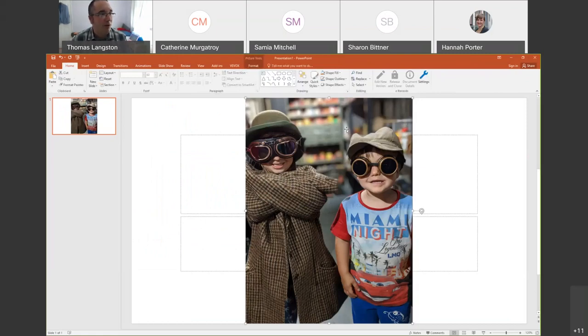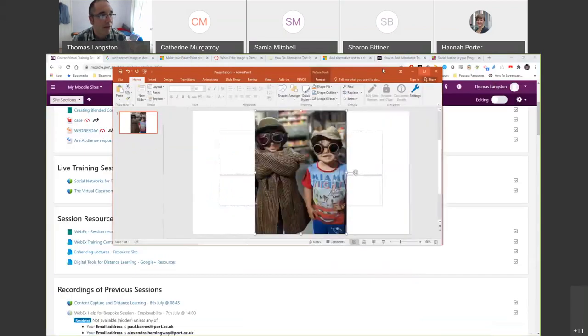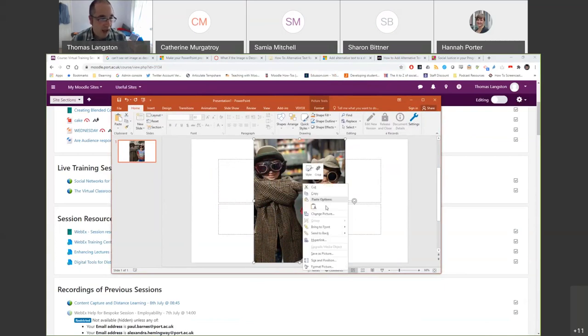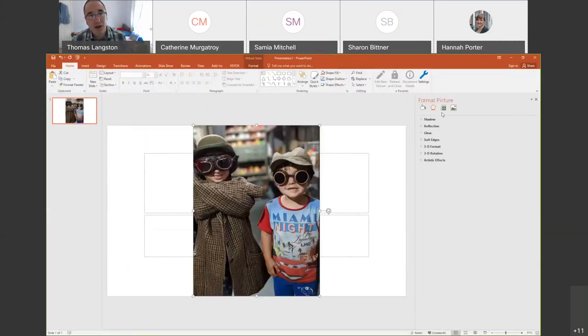So if I click on the image, well, come on, WebEx disappear. I have to minimize this just to get to that bit. There we go. Under here, it says Picture Tools and Format. You can also right click and choose Format Picture at the bottom there. Within mine, I have this icon here, Size and Properties. Under that, you'll get options where you can change the size and other bits and pieces, but you can also do alt text. So I can say: two children dressed up at the Haynes Motor Museum. And in that description, I can explain some more.